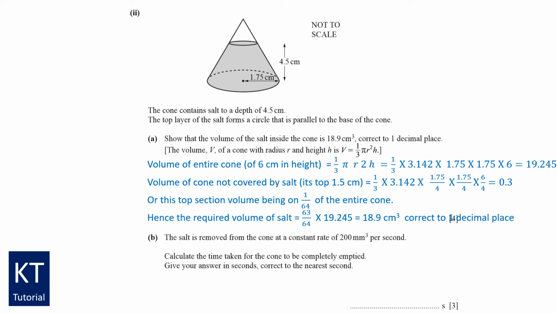Next, the salt is removed from the cone at a constant rate of 200 millimeters cubed per second. Calculate the time taken for the cone to be completely emptied. Give your answer in seconds correct to the nearest second. The required answer can be obtained by converting the required salt volume into millimeters cubed and then dividing by 200.